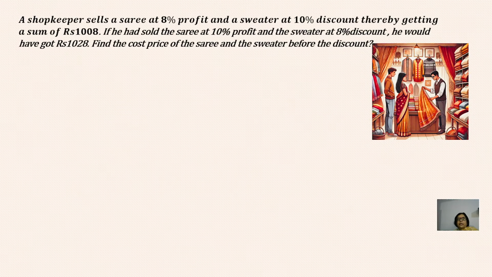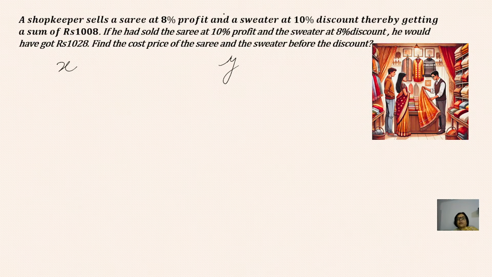So here we must understand two important things. First of all, there is a profit in selling the sari, and he is giving a discount on selling the sweater. And one sweater and one sari, he earns this much. This is his total earnings based on the selling price. And in the second case, this is the total earnings. It is not the profit or the loss. So that must be kept in mind. Supposing we take the cost price of the sari as X rupees and the cost price of the sweater as Y rupees.